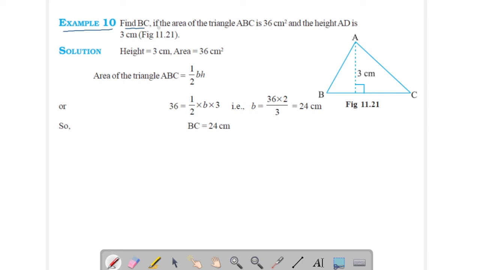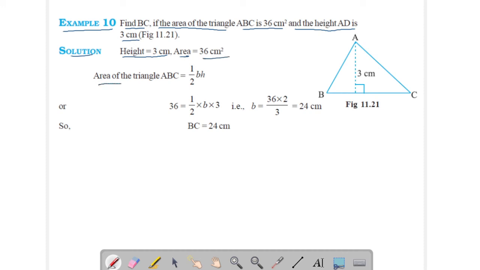Now come to example 10. Find BC if the area of triangle ABC is 36 centimeters square and the height AD is 3 centimeter. See the solution here in this figure. What is the height of the triangle? It is 3 centimeter, and the area of the triangle is given to you, 36 centimeters square.